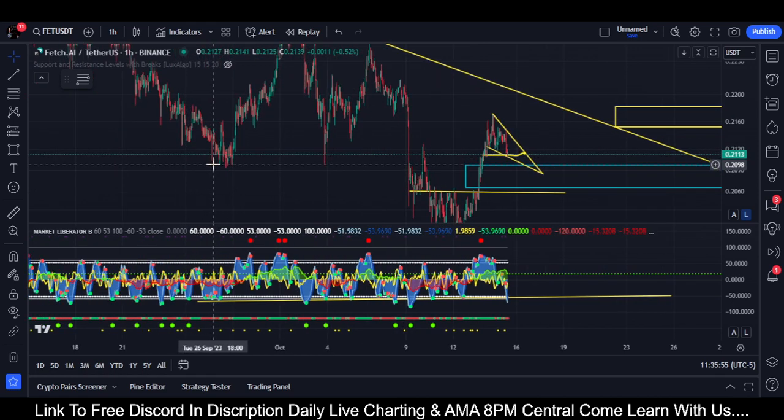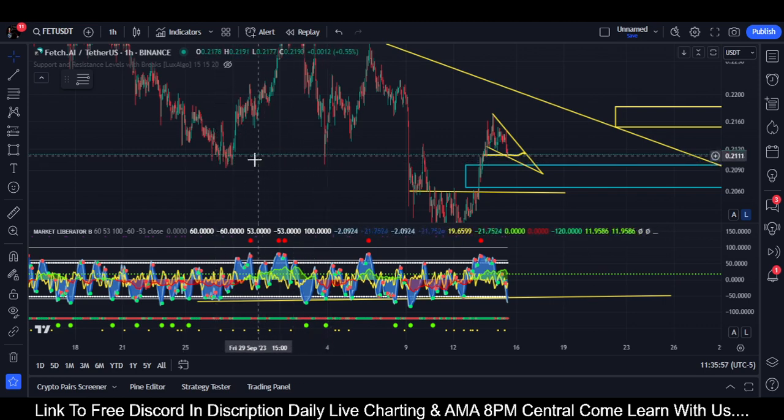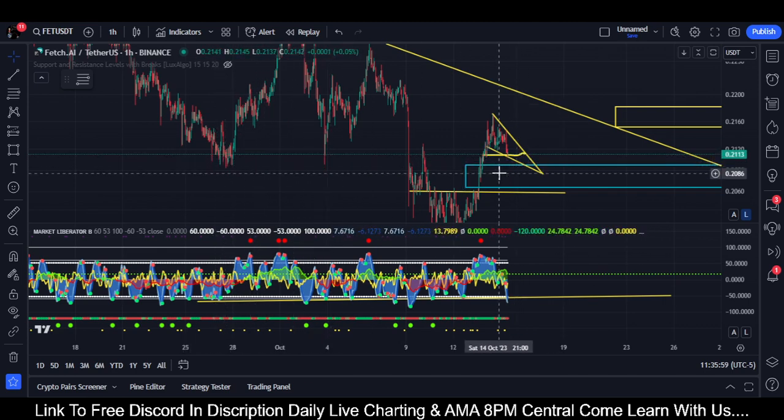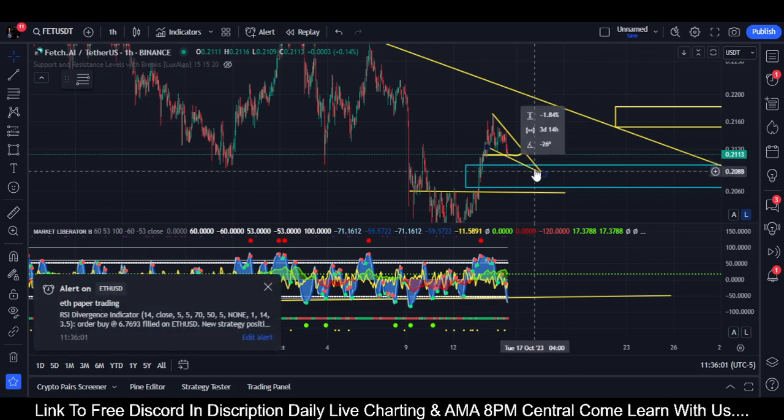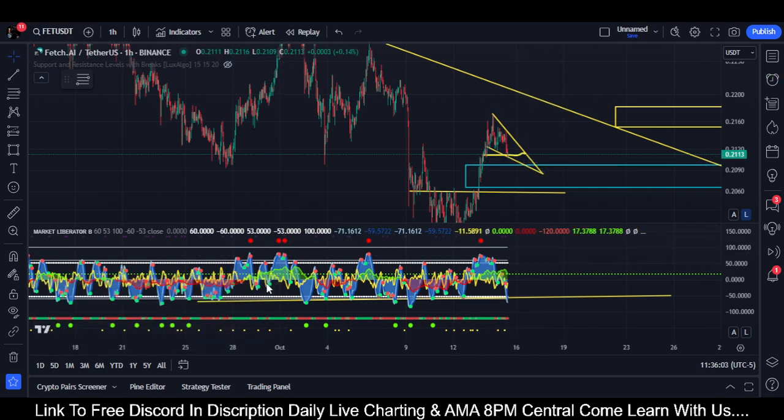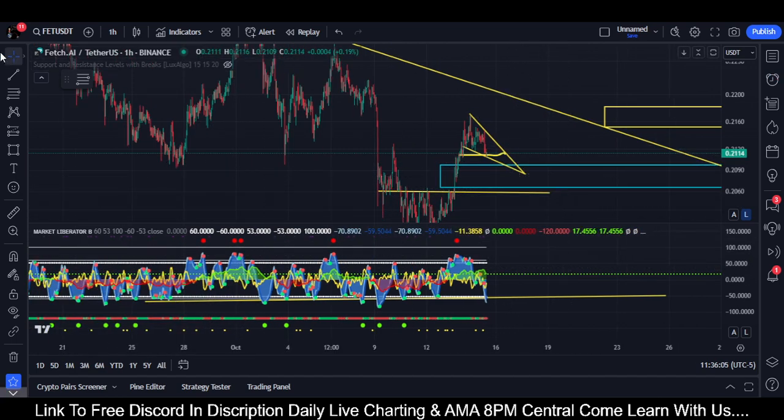Or like right here, you can see these two lows on the hourly are coming down right to where we're looking for our entry. Oh, we got an alert. So let's talk targets. Looking to get to the top of the range.